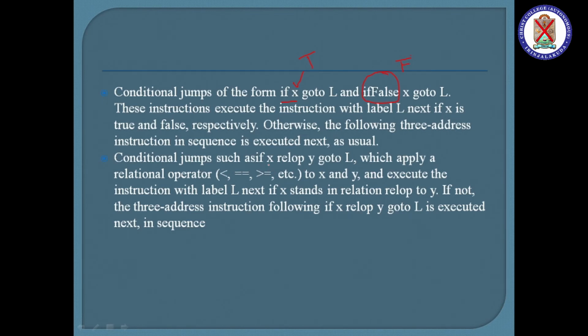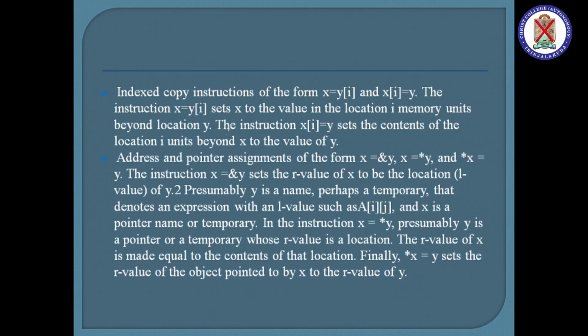Like that, in a conditional jump we can use a relational operator, for example, if X greater than Y. That is also a conditional jump. In that we can use relational operators for jumping to a statement. So either we can use simply X itself, or we can use relational operators. Okay. Next is copy instruction with indexed format.